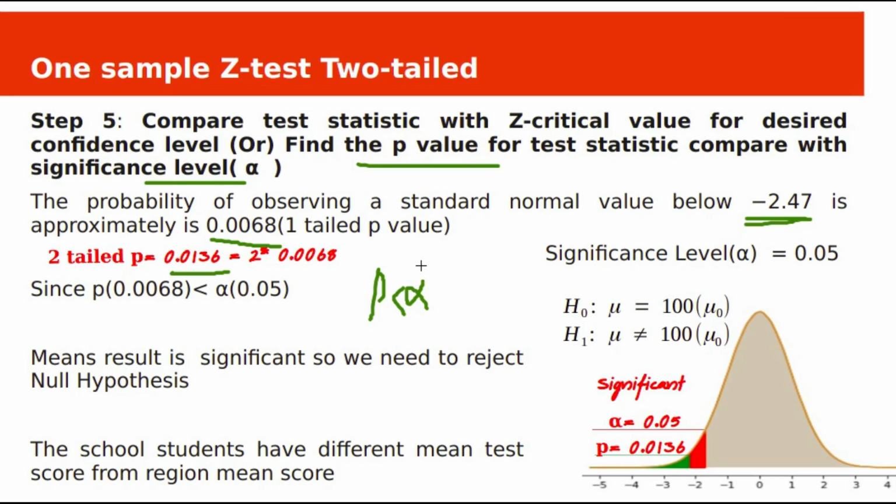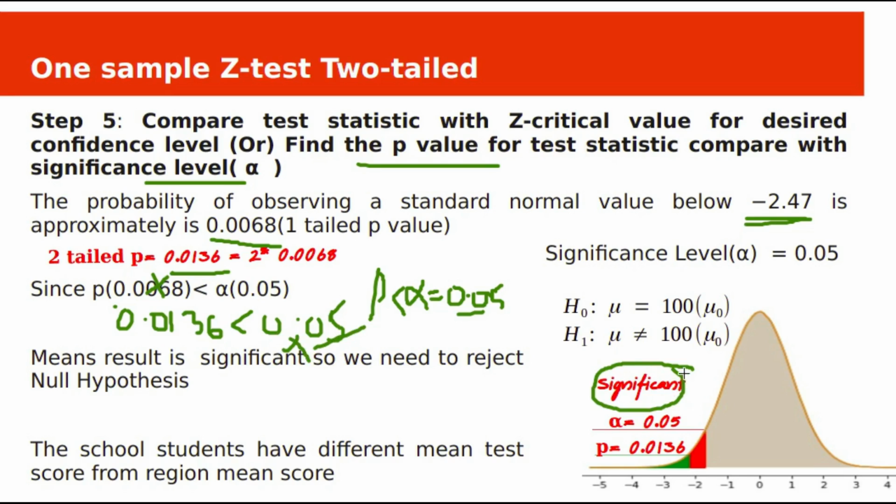Since we want 95% confidence level, alpha will be 0.05. A p-value of 0.05 or less than 0.05 is required to reject the null hypothesis. Let's see here, our two-tailed p-value is 0.0136, which is less than 0.05, which is less than this alpha value. So you can reject the null hypothesis. It means the result is significant in support of the alternate hypothesis.